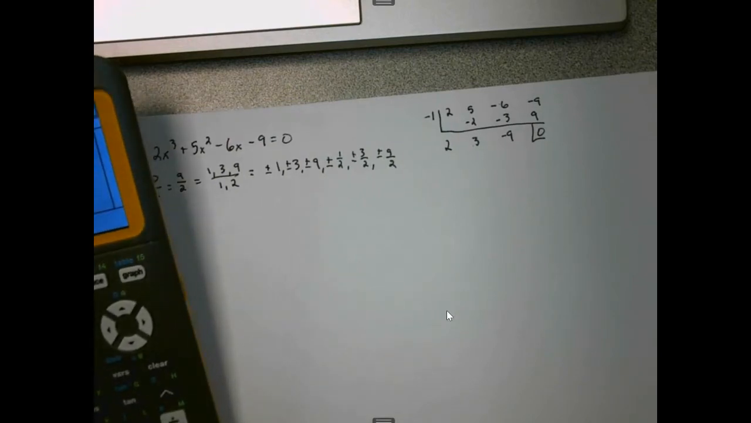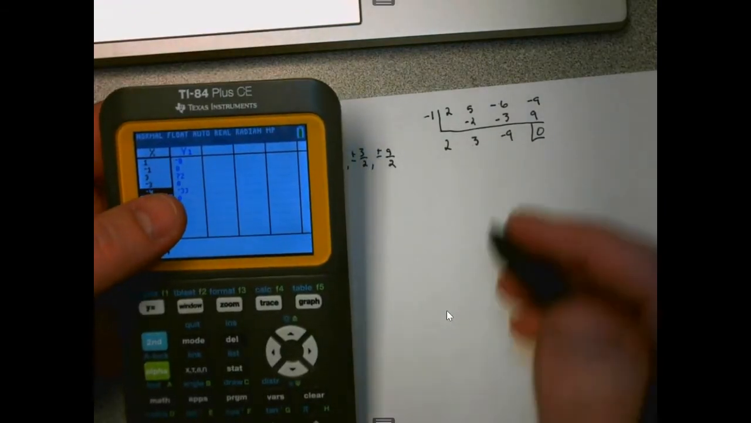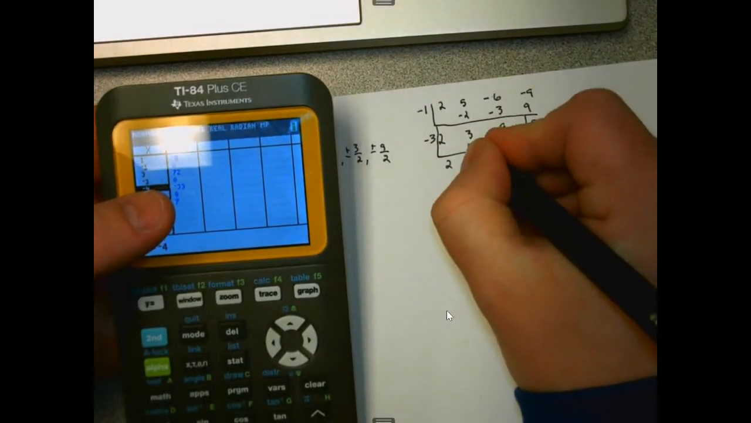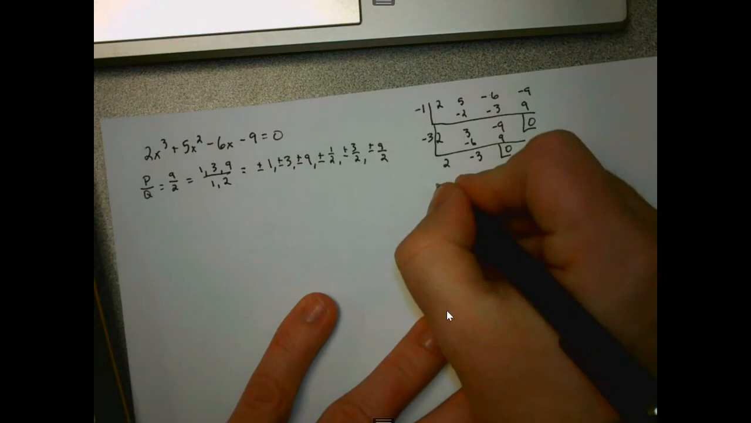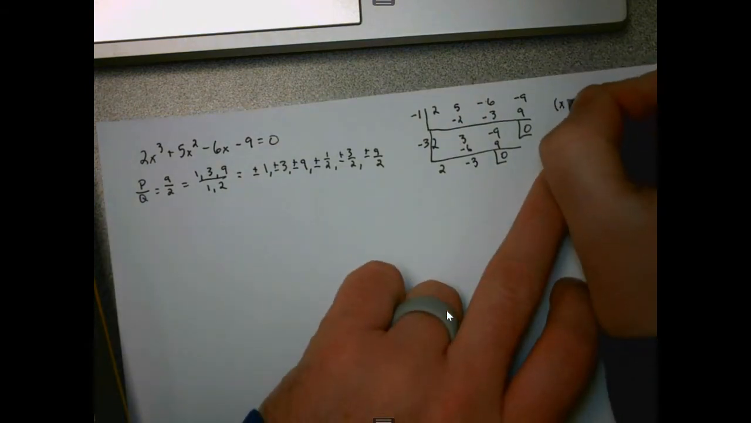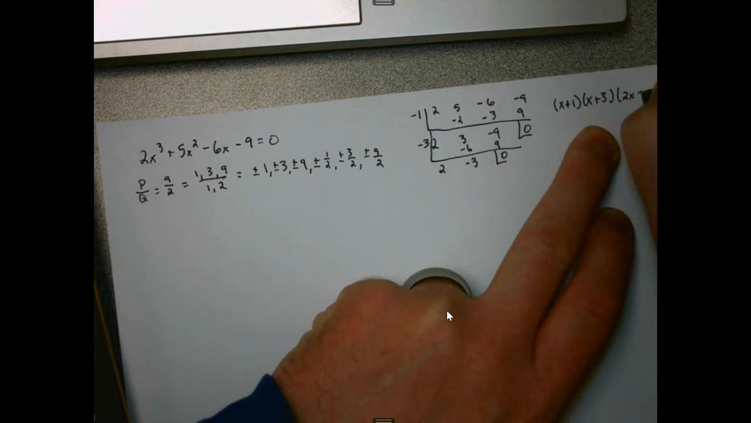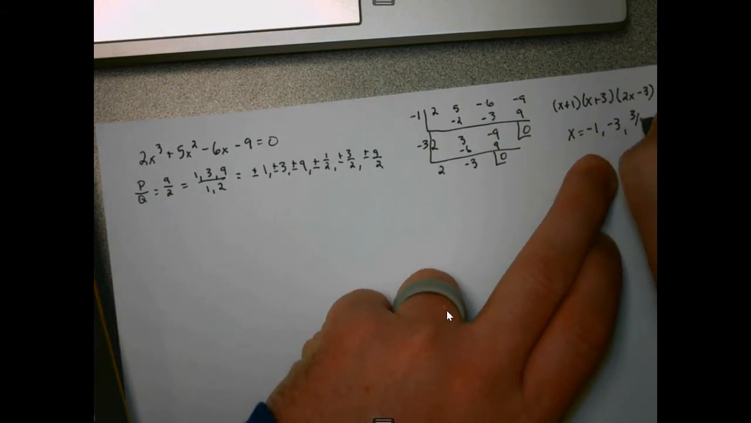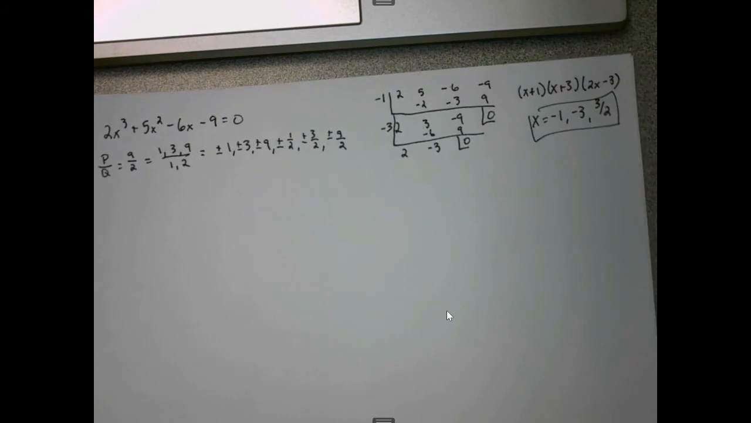Okay, so 3, negative 3. Okay, negative 3 gave me a 0 there. So I'm going to divide by negative 3. So that's 2, minus 6, minus 3, 9, and 0. And this gives me the last one here. So my factors here are x plus 1, x plus 3, and 2x minus 3. So my zeros are negative 1, negative 3, and 3 halves. Okay, so make sure we see those P's and Q's and the synthetic division there.